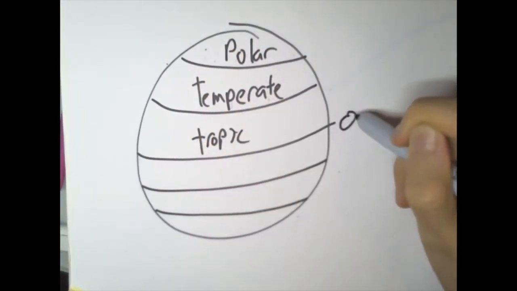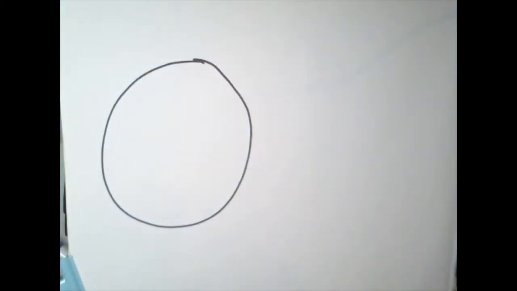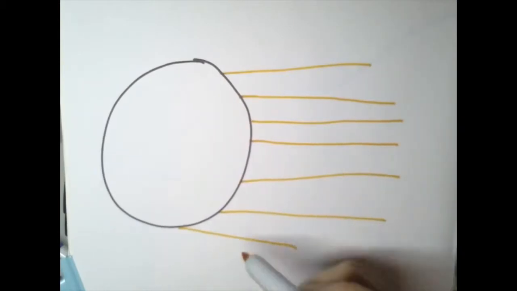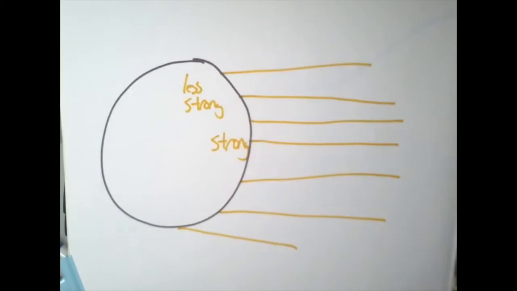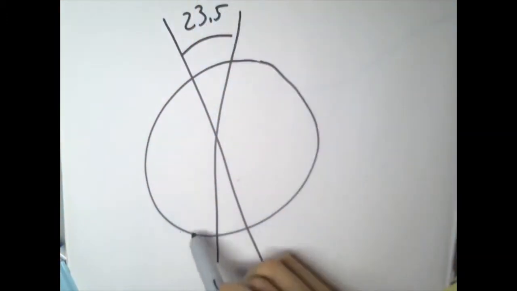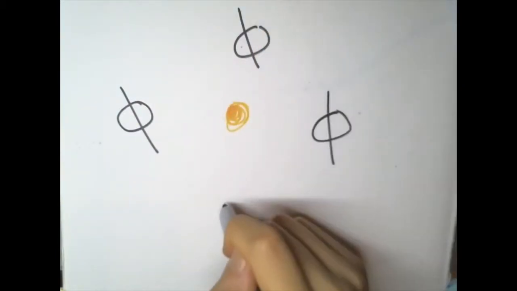Speaking of heat, the three main regions of the Earth, the polar, temperate, and tropical, are all heated differently because of how they're aligned in relation to the sun's rays. The closer you are to the equator, which is the central line on our planet, the more direct sunlight you get, and as a result, it's usually warmer. Also, because our planet is tilted to the side, we have these things called seasons.